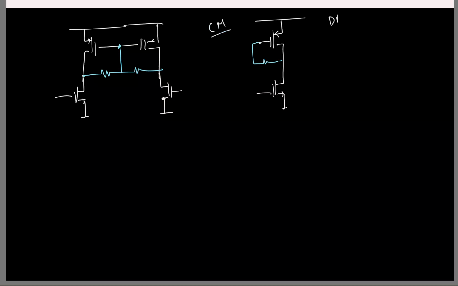In the differential mode, how is the circuit looking like? I have the PMOS and NMOS. What is happening to the gate of the MOSFET? That is incrementally ground because this is all ground. And then I have the resistor also connected. So what is the output impedance here? R out common mode. This is the impedance looking here. What do you think that is?